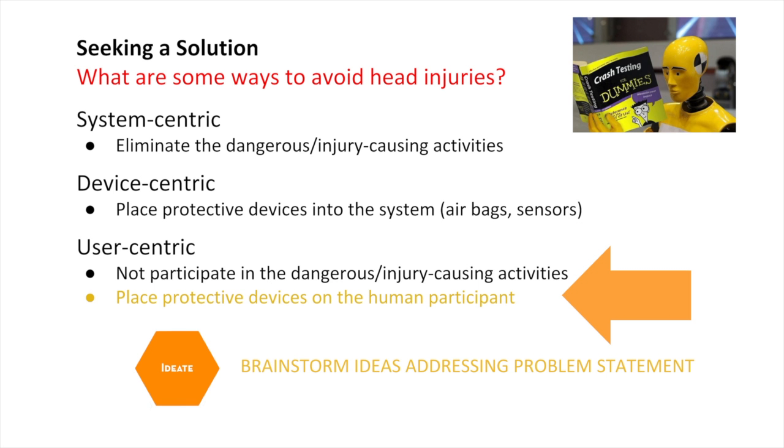During ideation, we came up with a variety of ways to address our problem statement. The ways that we can avoid head injuries are to look at the solution from a system-centric, a device-centric, and a user-centric perspective. If you made a giant container that just completely goes around the egg, that is a device-centric solution, and it very likely does not allow the egg to retain its sensory functions or its mobility. So that was not the goal of what we wanted to achieve. We wanted to be able to develop a user-centric device and place that on the participant, in this case, the egg.